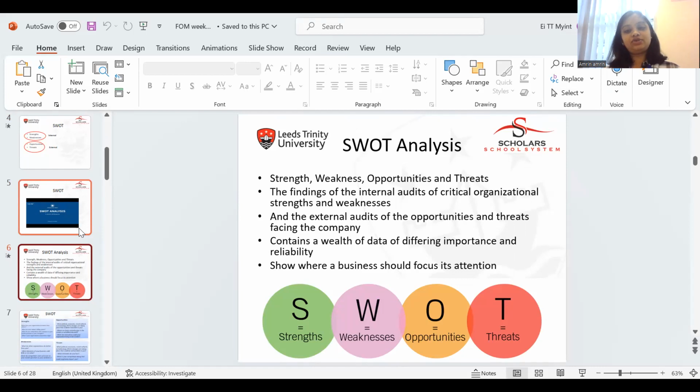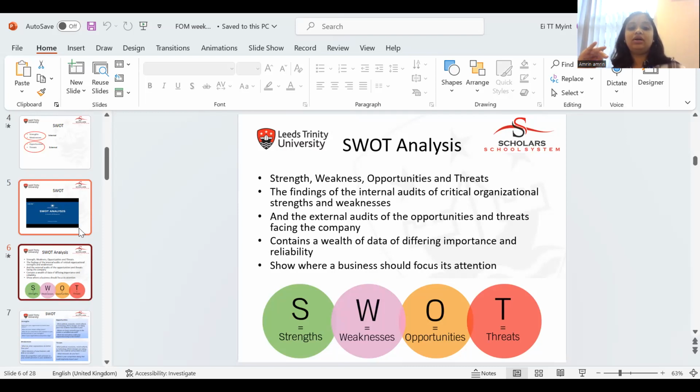As I just told you, SWOT means strengths, weaknesses, opportunities, and threats. It is the finding of the internal audit of the organization's critical strengths and weaknesses, and the external audit of the opportunities and threats facing the company. The strengths and weaknesses are the internal audit, meaning inside your business, inside your company, inside your organization, you can analyze strengths and weaknesses.